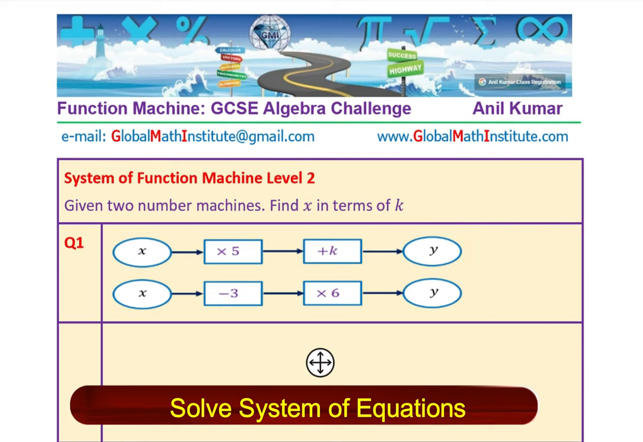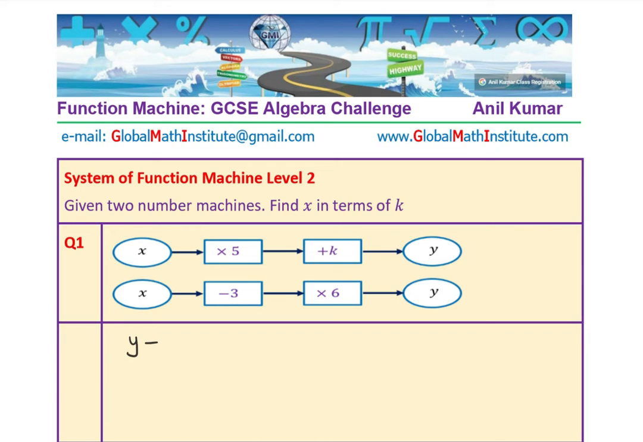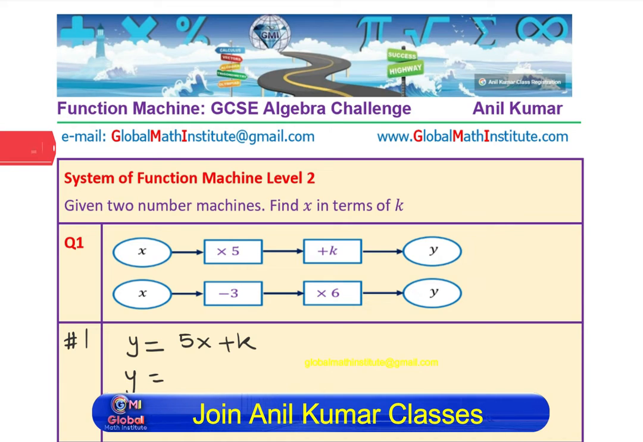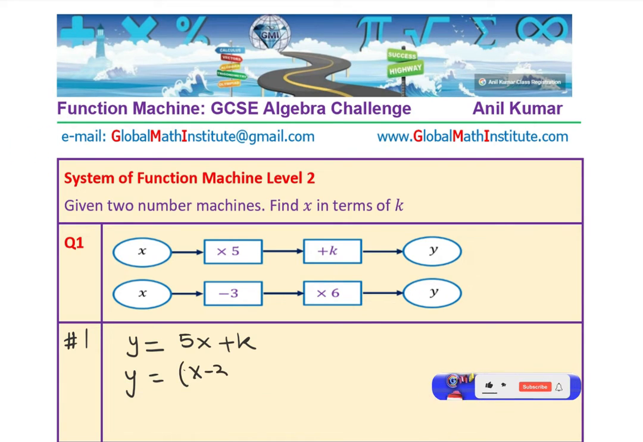So now let's look into the equation in more details. So as I was saying, we can now say that y is equal to, for machine 1, y is equal to 5 times x plus k. And for the second machine, y is equal to, within brackets, x minus 3 times 6. Now both of them are equal. It's good to label them. These equation numbers help us to communicate better.